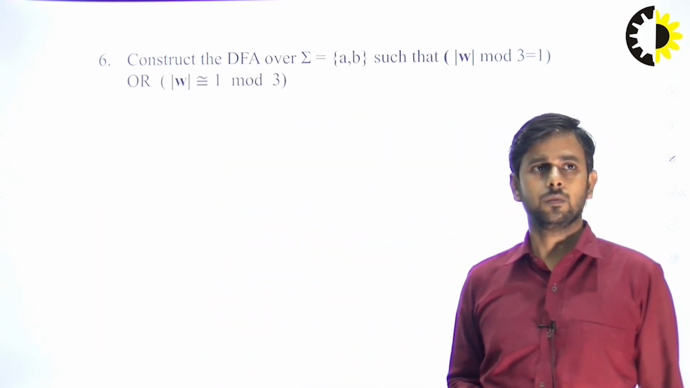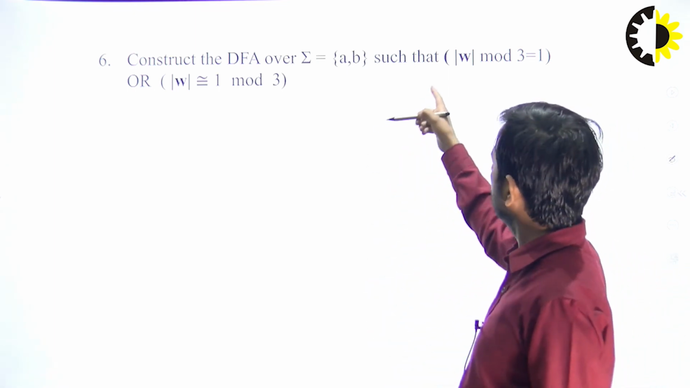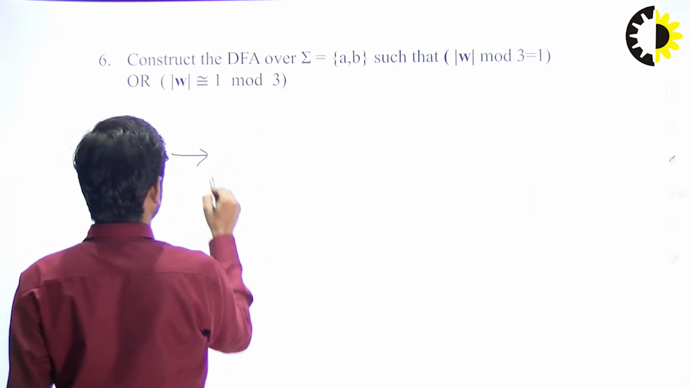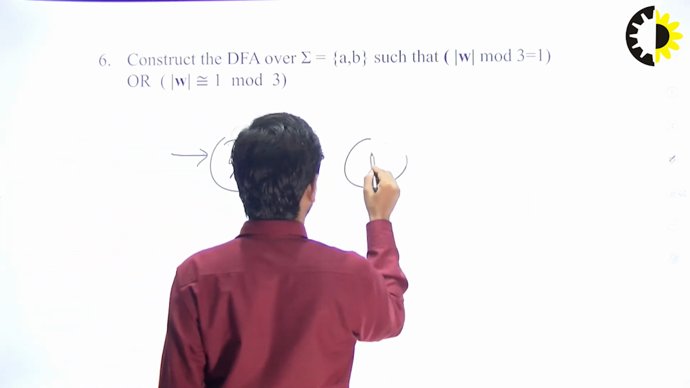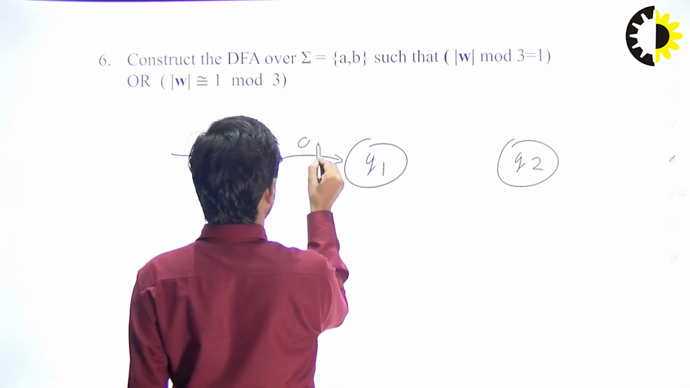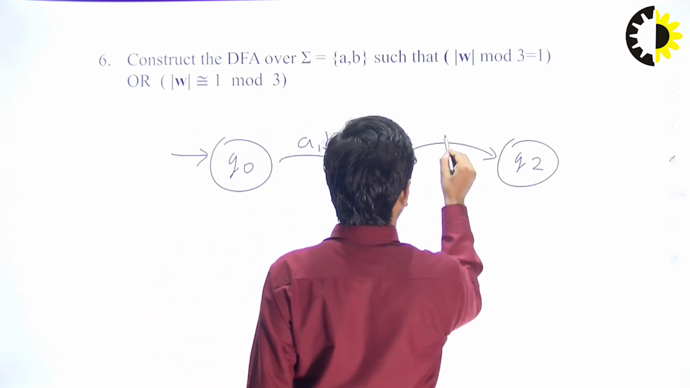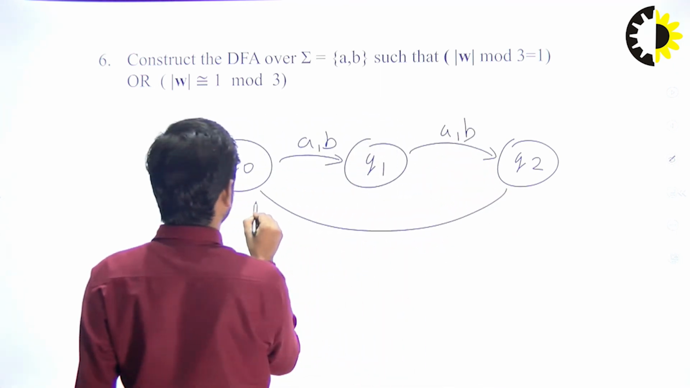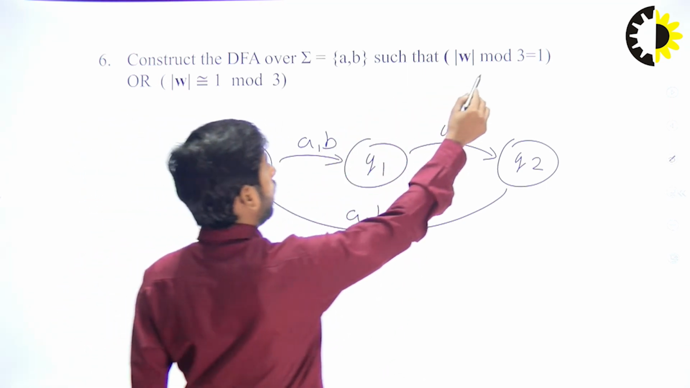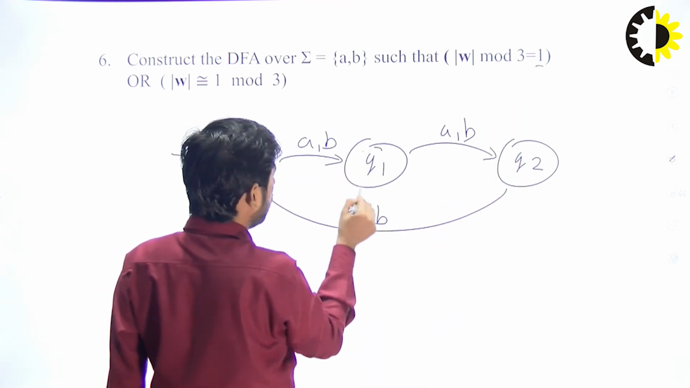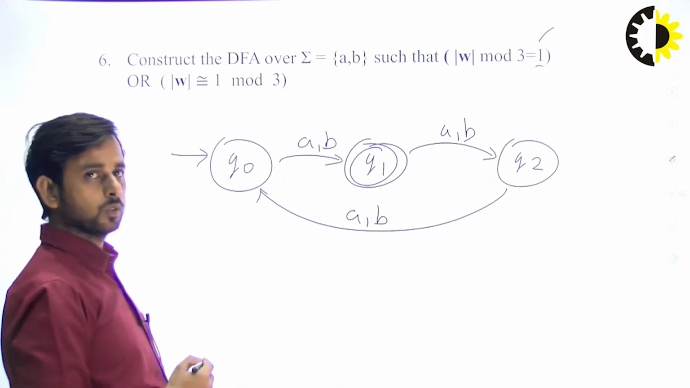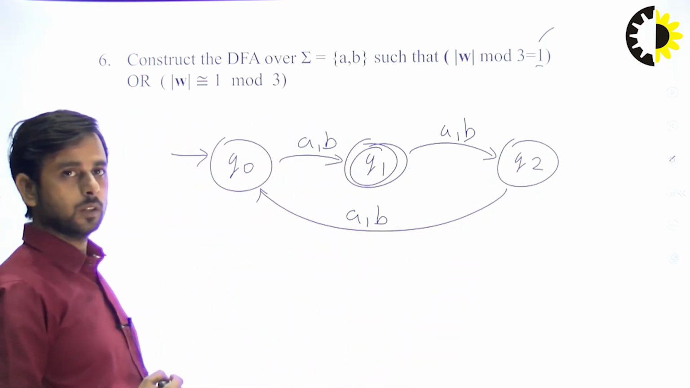Now construct the DFA where |W| mod 3 equal to 1. This is the same way: there are states Q0, Q1, Q2. On input A and B it goes to Q1, and so on through Q2. If Q0 is the final state, it means mod 3 equal to 0. If Q1 is the final state, then mod 3 equal to 1. So this is the required DFA for the given language.